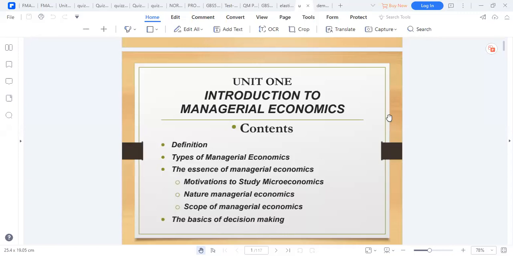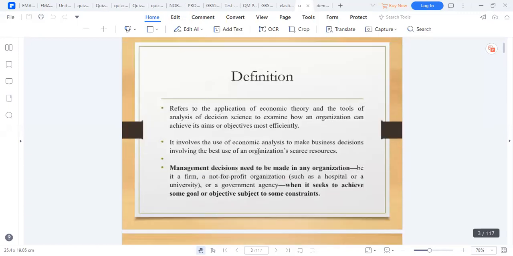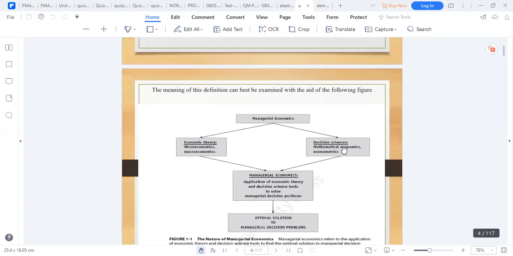So managerial economics, by definition, is the integration of two things: economic theory and decision sciences. And economic theory, we have microeconomics. We also have macroeconomics. And under decision sciences, we have mathematical economics and econometrics. So when we combine them, it is application of economic theory and decision science tools to solve managerial problems optimally or using optimization.